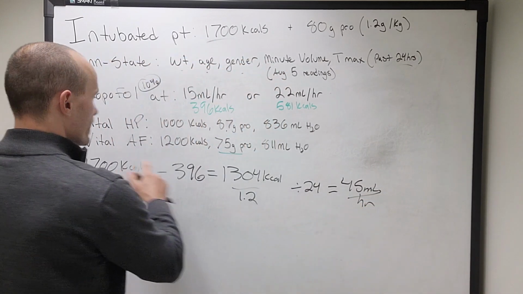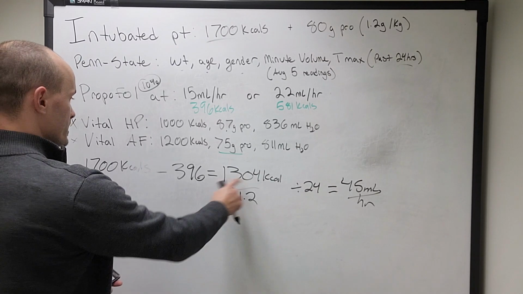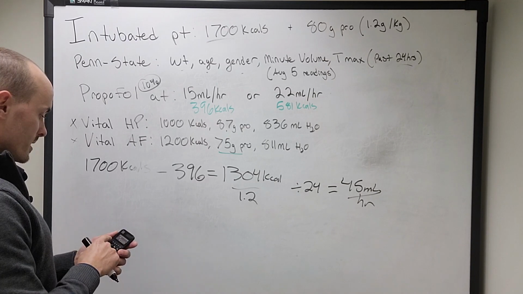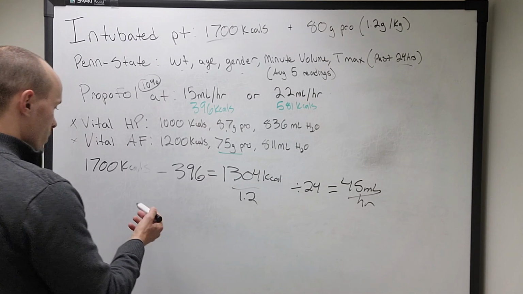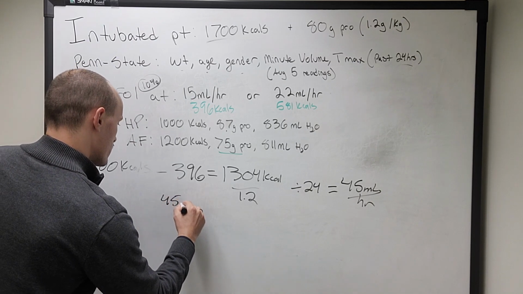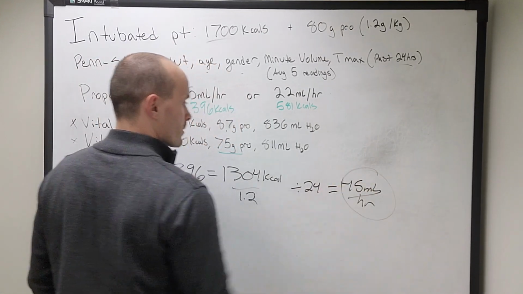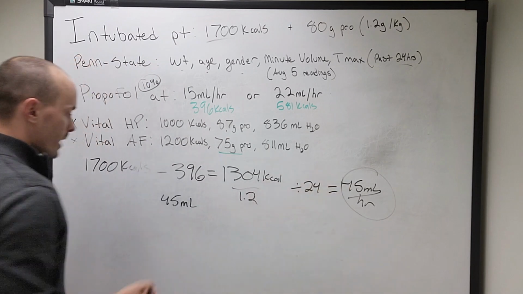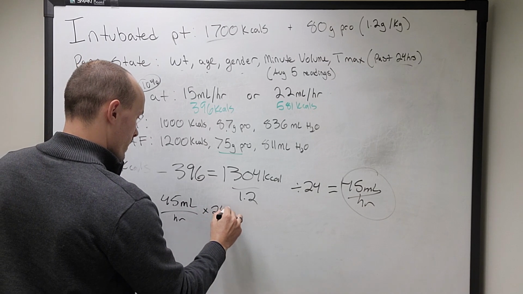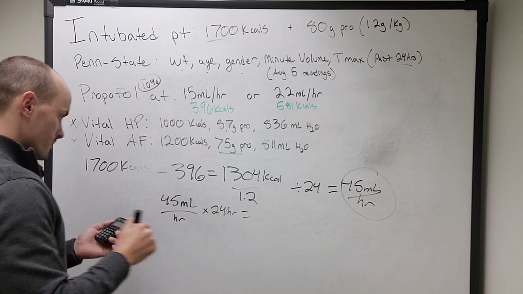So if Vital AF is running at 45 an hour, it will give you approximately the calories that this patient needs. But the question is, will it meet their protein needs? So we take our 45 an hour, because remember, we're always going to round up. So if this is 44 or 43, we're always going to round up. You take your new rounded up number, 45 an hour, times 24 hours, which gives you your multiplier.